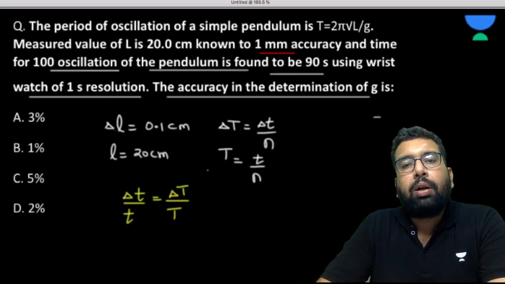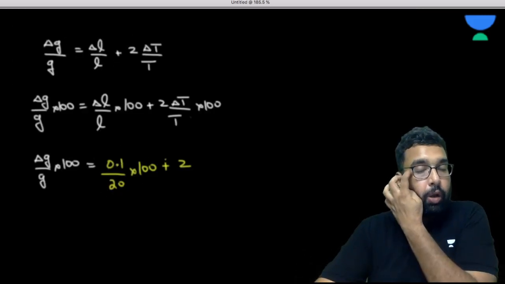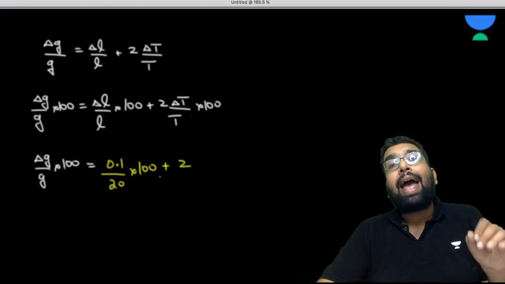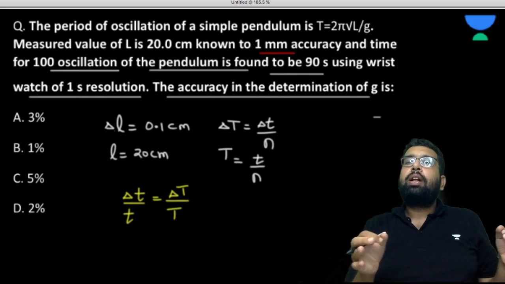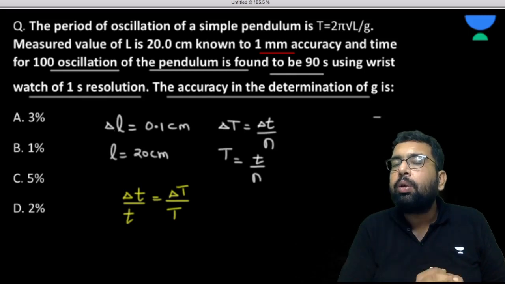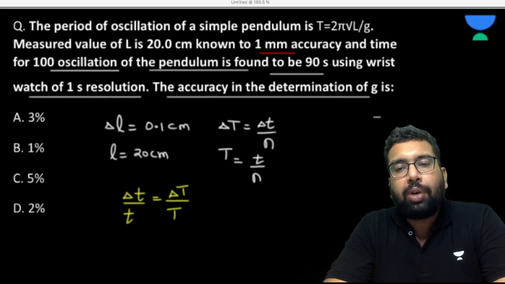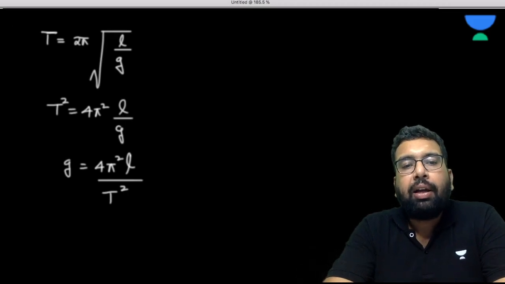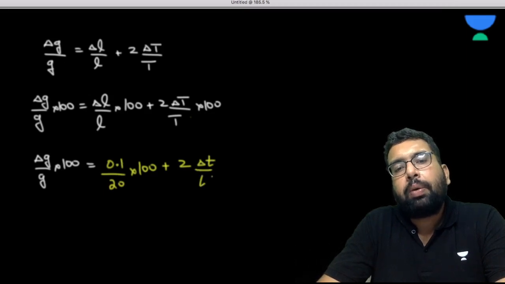So delta t is what? Delta t is 1 second resolution. See, when they say resolution, when they say least count, they are all the same thing and it represents the error. But remember, when it says 1 second resolution, that means it is the error in the measurement of this 90 seconds. Don't misunderstand it with the capital delta T. That is the error in the measurement of one time period. So it is not that. So we are having, let's write delta small t upon t into 100.